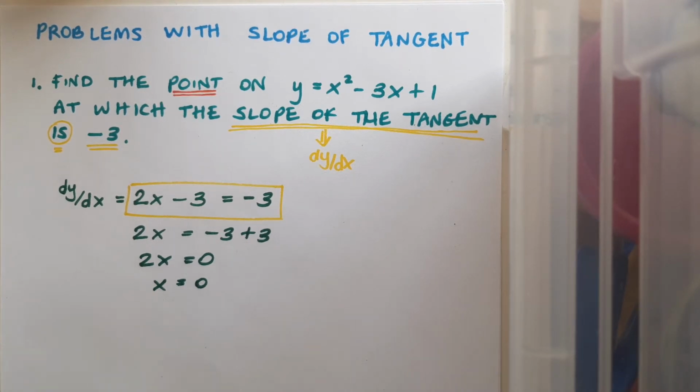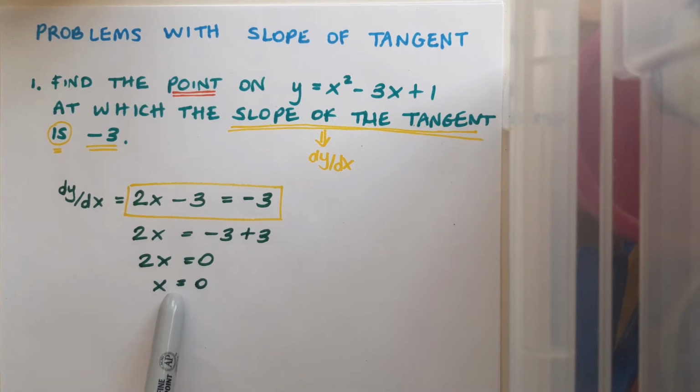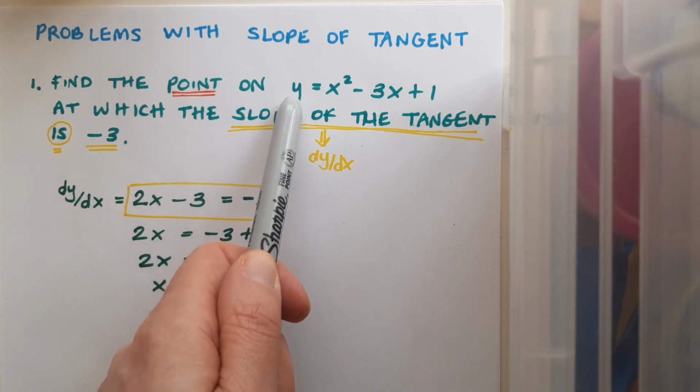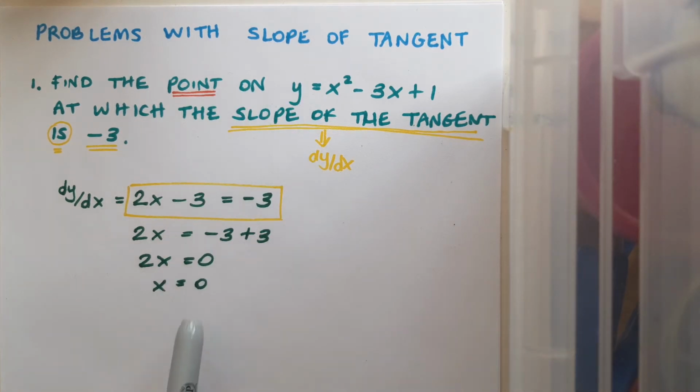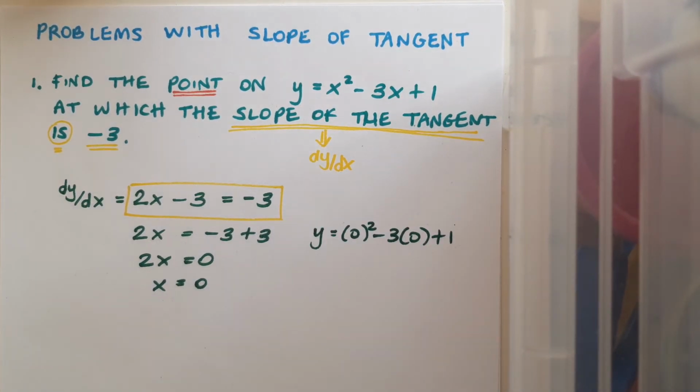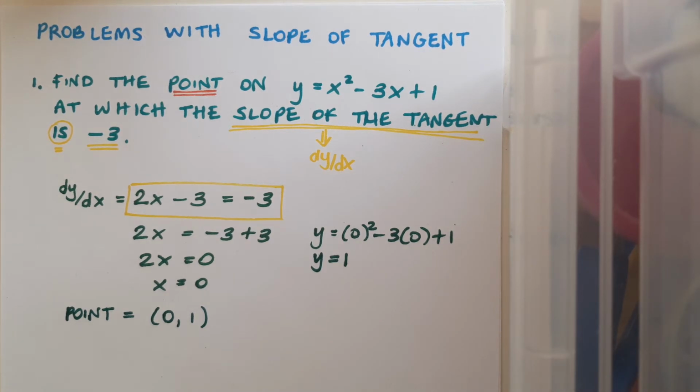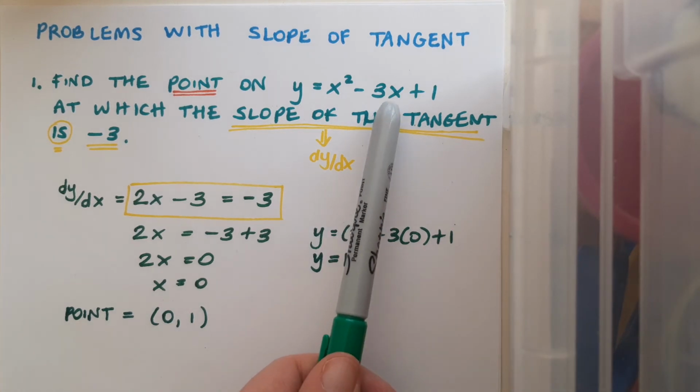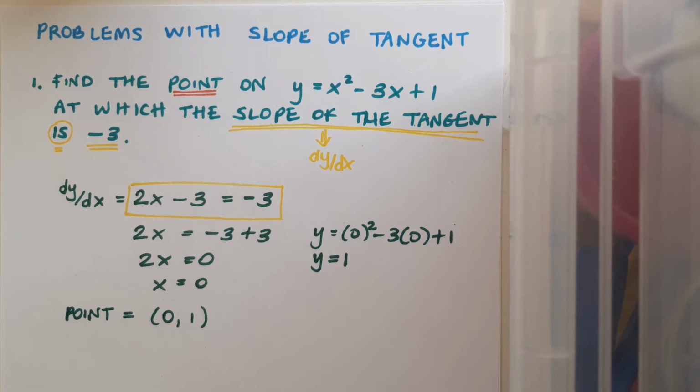But I'm not quite finished yet because the question asked me to find the point, not just the x value. So now I have the x value, so I need the y value to go with it. Well, here's an equation for y. So all I have to do to get y is just take my x value and sub it in here for x. That'll give me y. I'll evaluate this and it'll come out as 1. Finally, I have to write my answer as a point. And in this case, the point is 0, 1. So at the point 0, 1, the function y equals x squared minus 3x plus 1 has a tangent with a slope of minus 3.